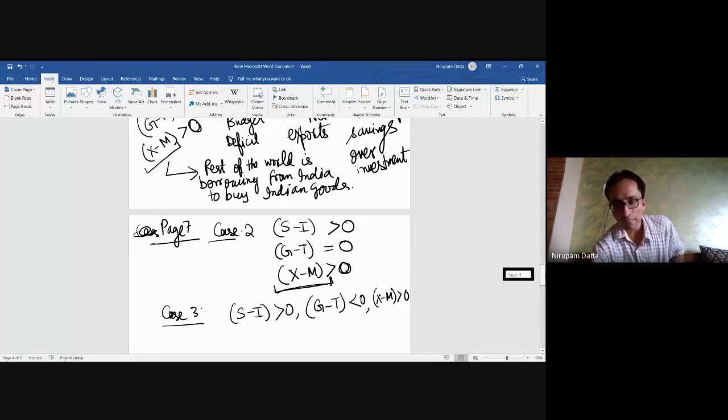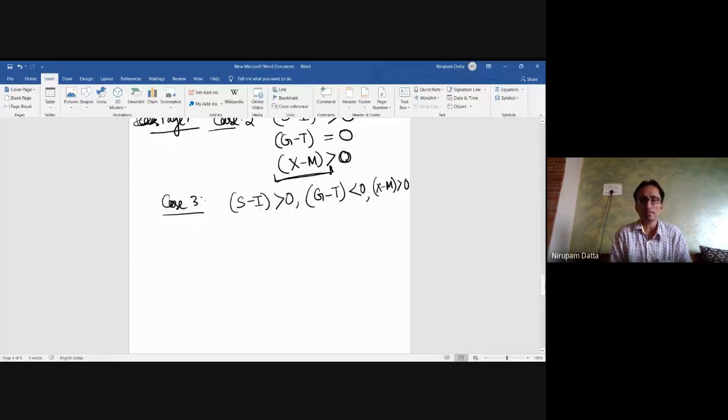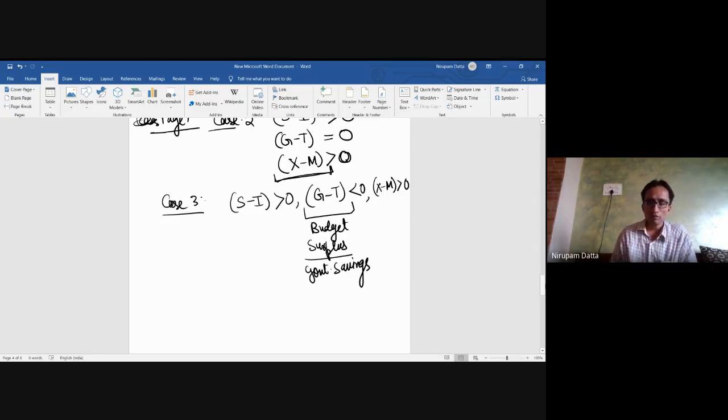Now what happens when G minus T is less than 0? It means there is a budget surplus. Budget surplus means that there is government savings. That means both the private sector is saving as well as the government sector is saving. So both these private sector savings and government sector savings are now used to finance these net exports.